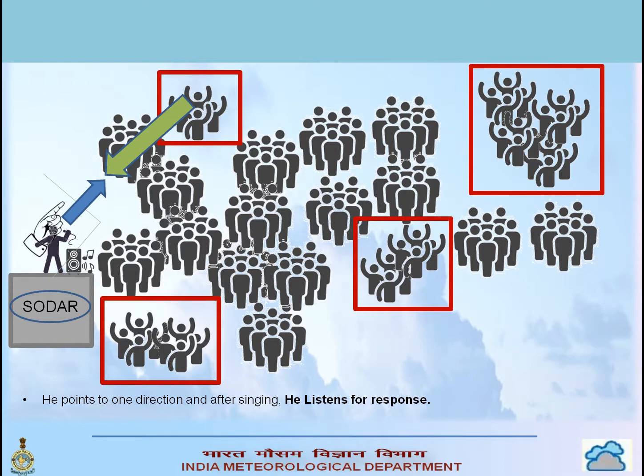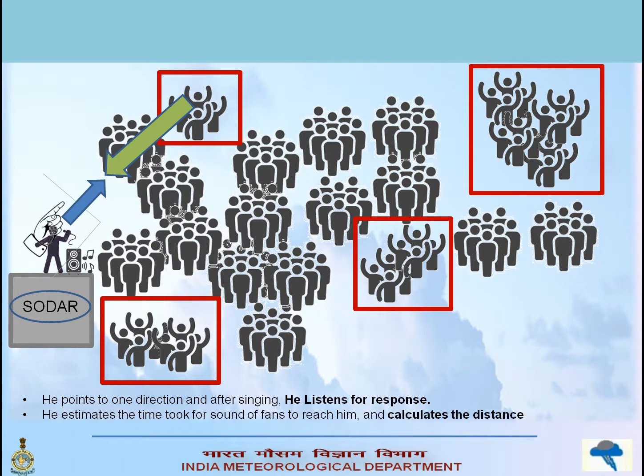He points to one direction, and after singing he listens for the response. That means he's cautiously, curiously waiting for the response noise to come to him. He's not continuing to talk or sing. He will sing one note, and then he will wait to understand how long it takes for the sound from the cluster of fans to come to him. From that he estimates the time. He counts the time, and from that time he estimates how far the people are, because he already knows the speed of sound in the atmosphere. So he can easily calculate at what distance these people are, if he knows how much time it takes for their sound to travel to him.